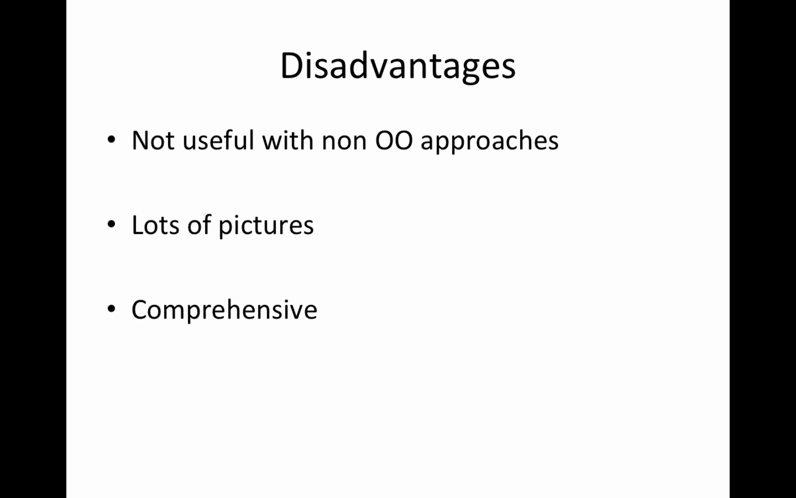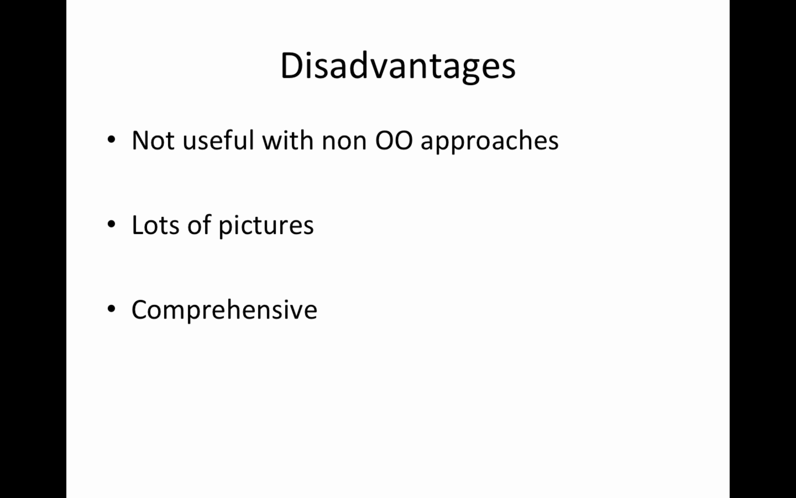It's appropriate to use, pretty straightforward, with object-oriented projects and programs. Some disadvantages: it's not useful with non-object-oriented approaches. The whole basis of UML is to use with classes and objects and those types of things. So if you're designing a system in a non-object-oriented way, UML isn't going to be very helpful.